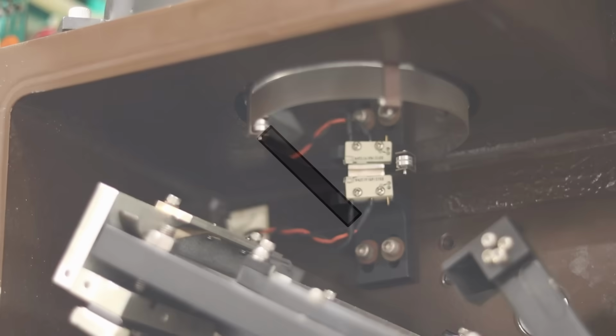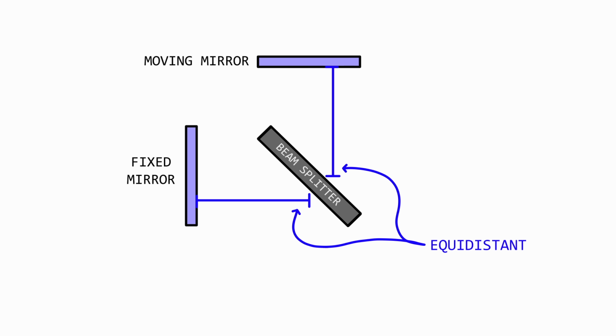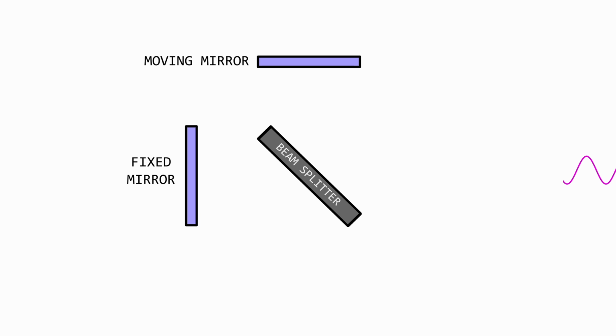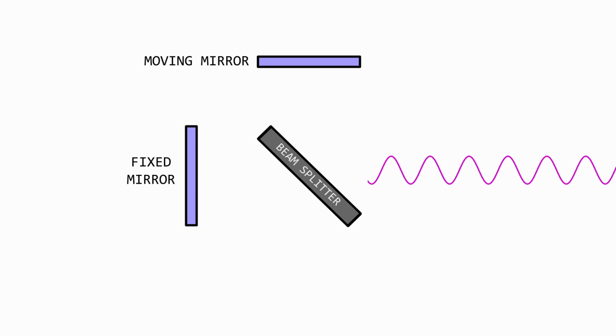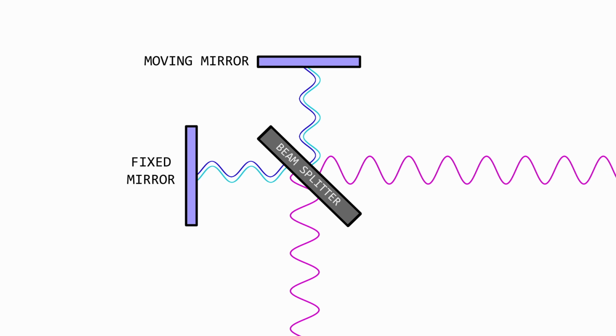The other half of it splits and reflects upwards and hits this mirror in the tube, and this mirror can move. Now, if the two mirrors are equidistant from the beam splitter, that beam is going to reflect back, strike the beam splitter, and recombine. And because they're equidistant, the sine waves all line up perfectly, and it just passes straight out the bottom as if the beam splitter was never there in the first place.